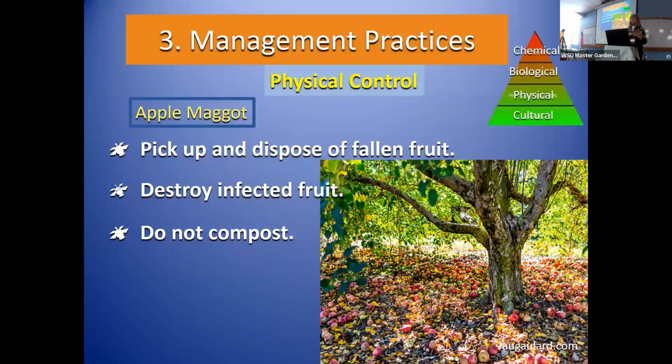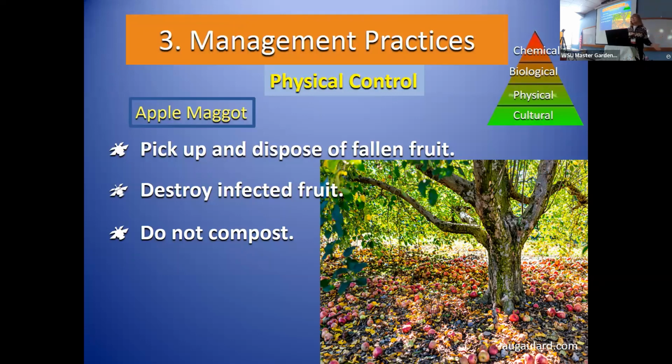Now this is something in terms of physical controls that's related to apple maggot. Think about in the fall when the apples start to fall from the trees and they are on the ground. The idea is that you want to get out and pick those up and dispose of them. It's called sanitation. Think about these apples. If you have apple maggot, there's larvae inside those apples. The larvae will crawl out. The apple maggot larvae pupate in the soil. So look at all those apples, larvae crawling out, pupating in the soil.